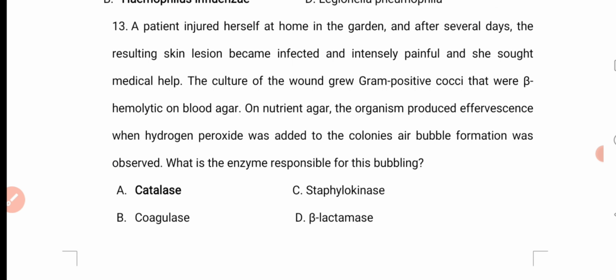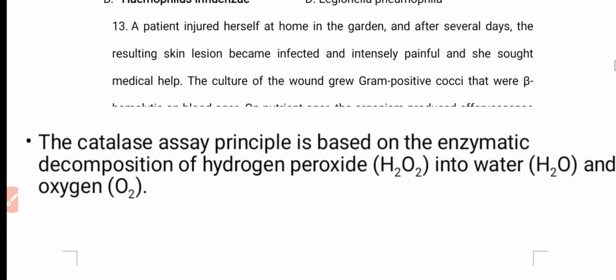On nitrogen agar, the organism produced effervescence when hydrogen peroxide was added to the colonies. Air bubble formation was observed. What is the enzyme responsible? As we know, the enzyme that will break down the hydrogen peroxide into water and carbon dioxide is called what?